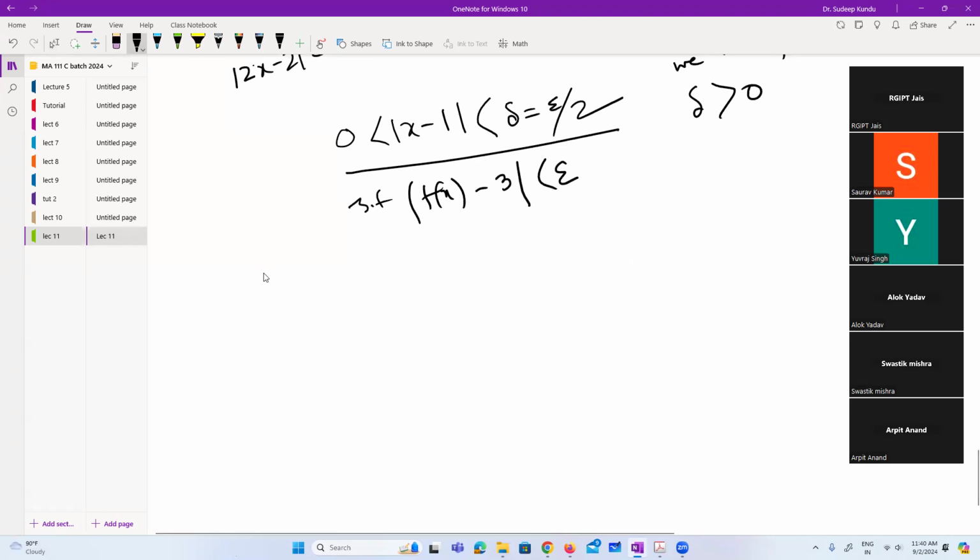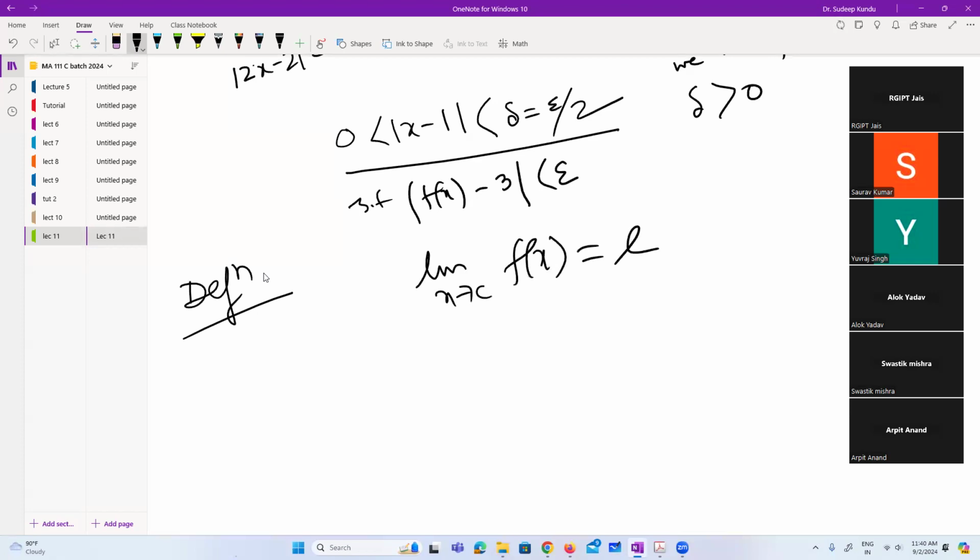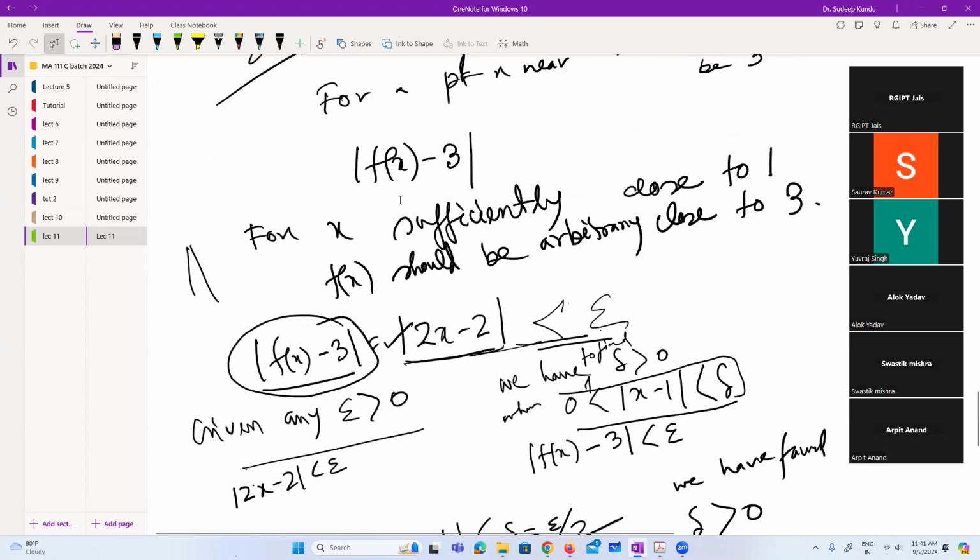So how will I write the definition? Can you write the definition on your own? So this you want to write, right? Using epsilon delta, how will you write it? This I have already written, right? Like that.